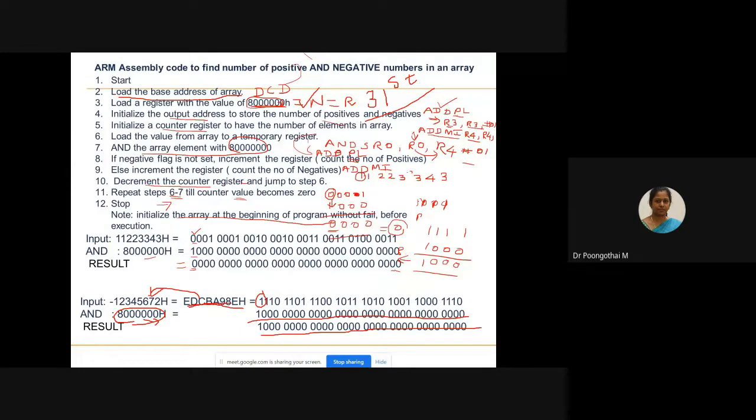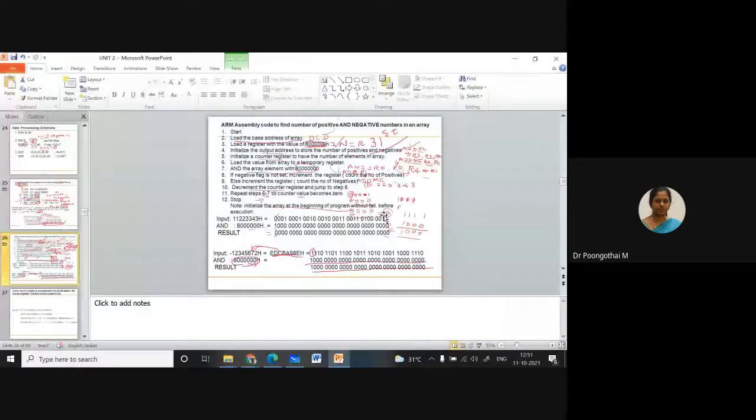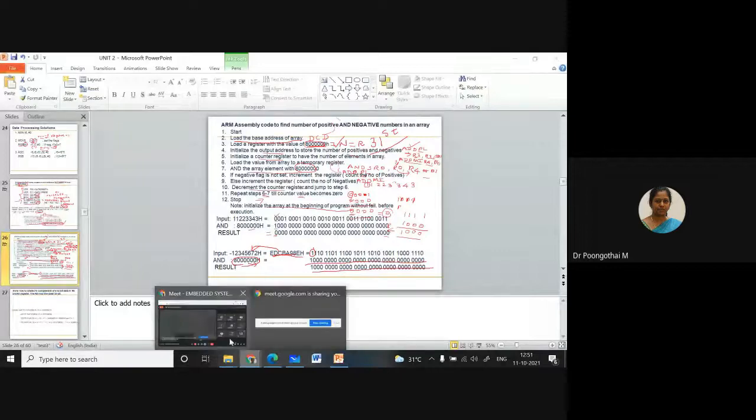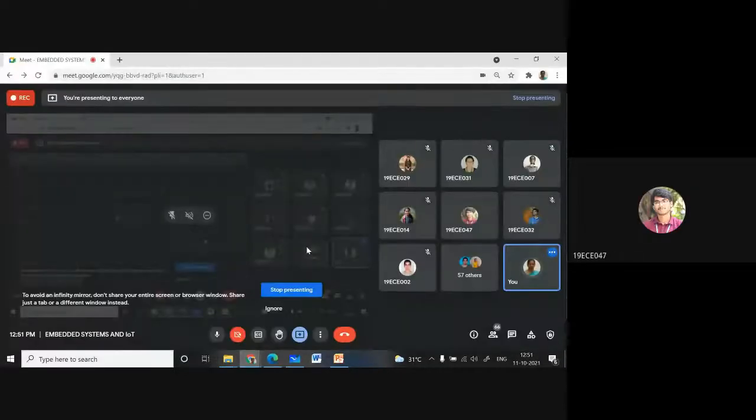Is that clear? After that, store your counts, the number of positives and the number of negatives. Is that clear, students? Do you have any doubts? Yes, ma'am. No? Yes, ma'am. So any doubts? No, ma'am. No doubt. Roll number 1.